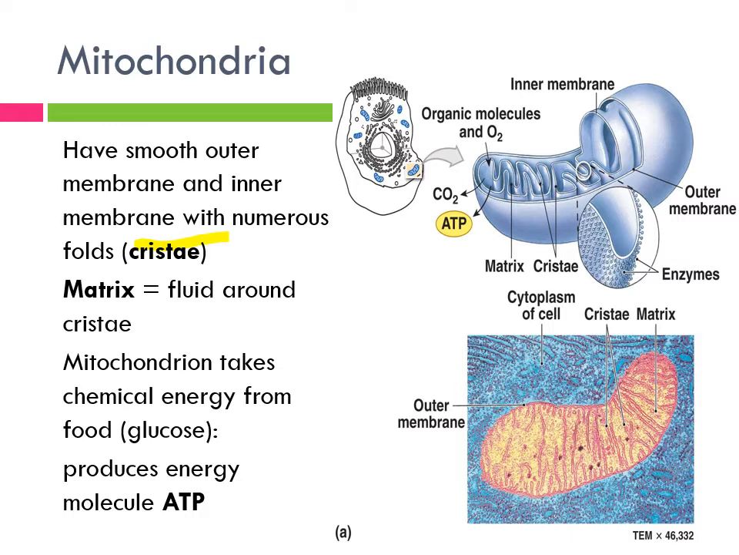What the mitochondria do is break down glucose and produce ATP. ATP is what our body uses as energy to power everything that we have to do within our body.